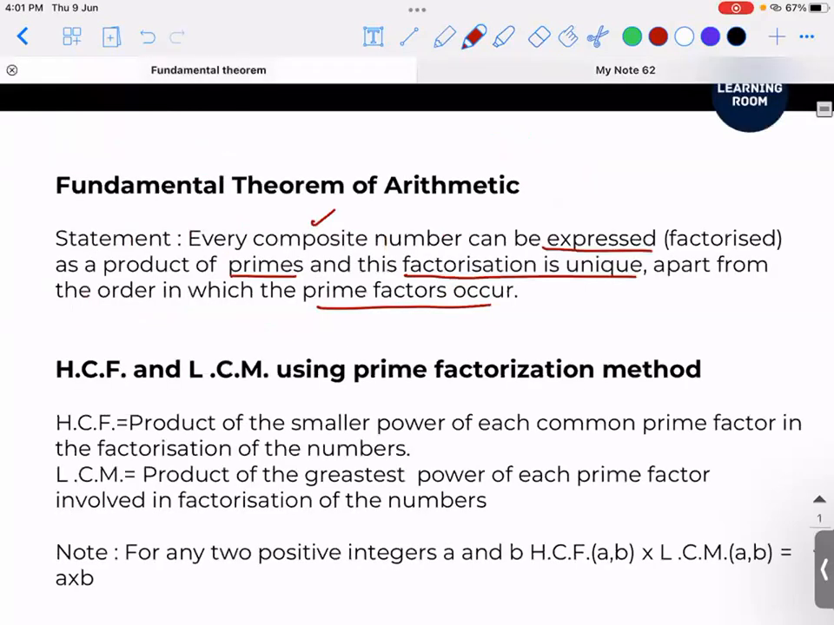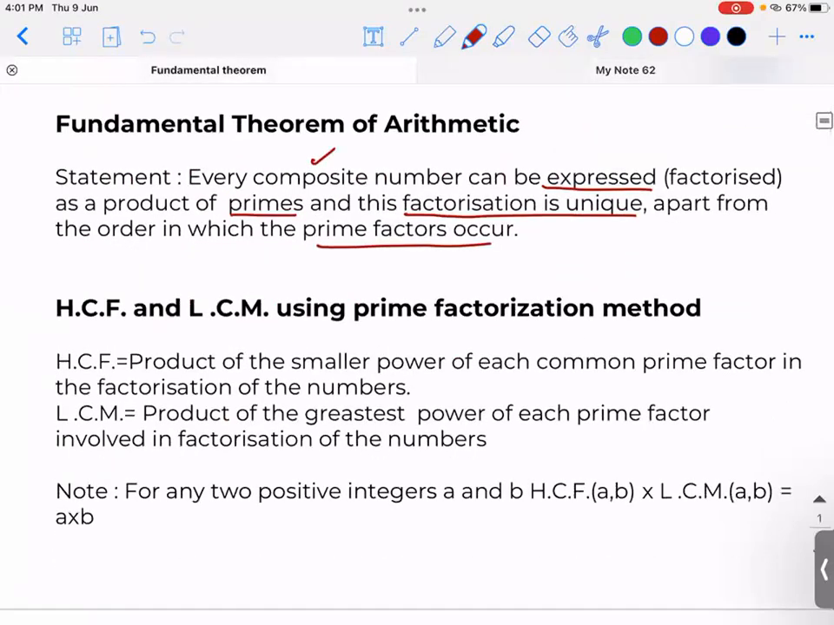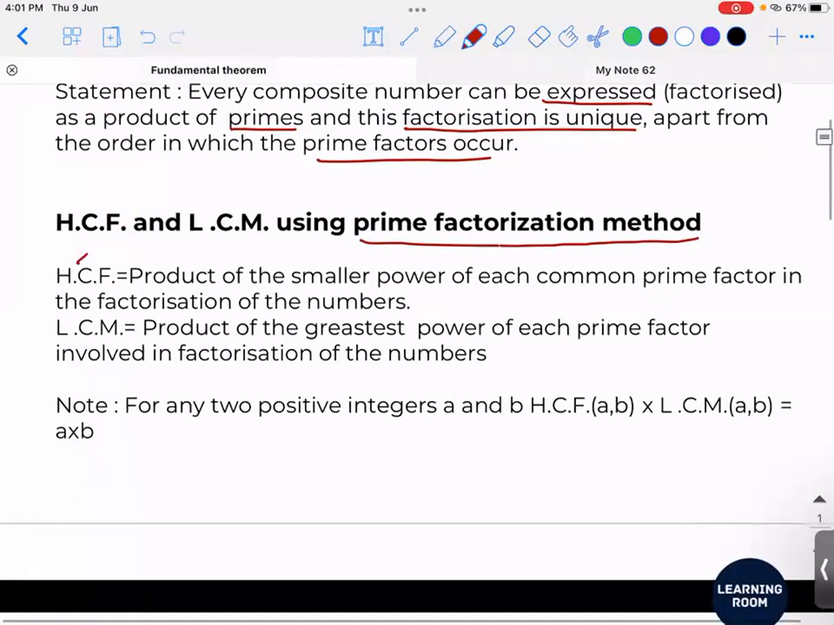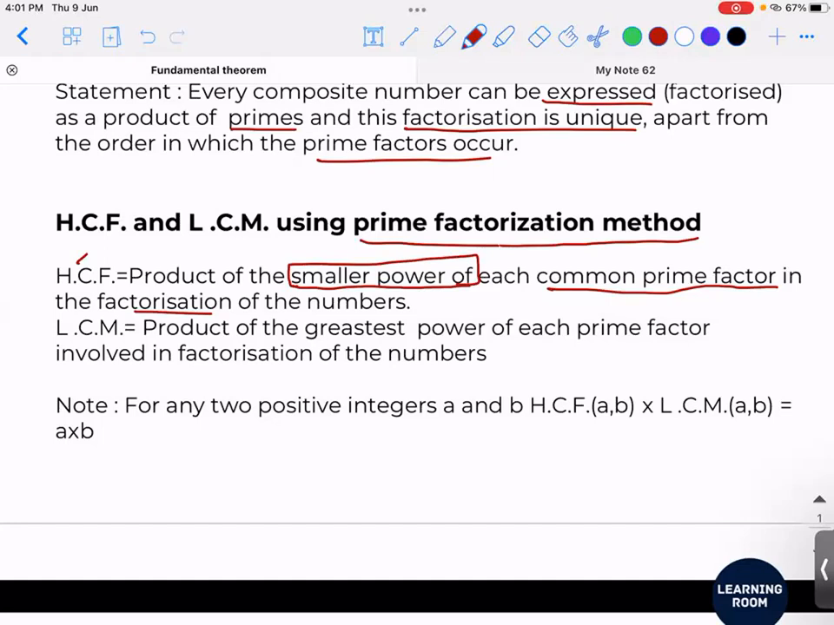Okay, so that's what the concept is given here. So HCF and LCM using the prime factorization method. What we can do in HCF, right? You will find the product of smaller powers of each common prime factor in the factorization. What is the meaning of this? So I want you to underline this from your MTG textbook only again. Please underline. So page number 2.